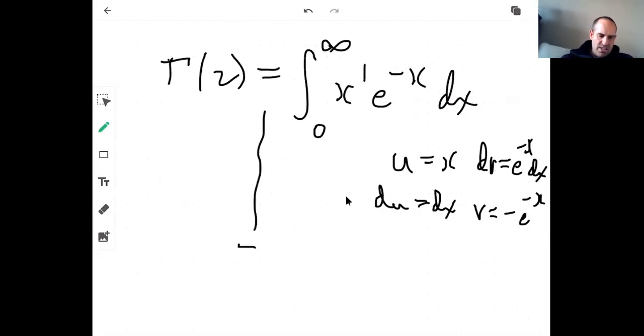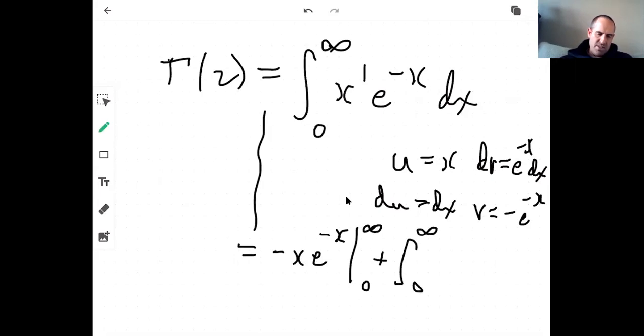So this thing equals, what is it going to be? u times v, which is negative x e to the negative x, evaluated between 0 and infinity. And you go minus the integral of v du, but there's a negative sign there, so that gives me a plus the integral from 0 to infinity of e to the negative x dx.